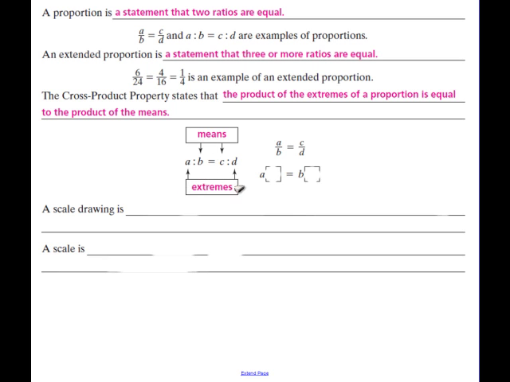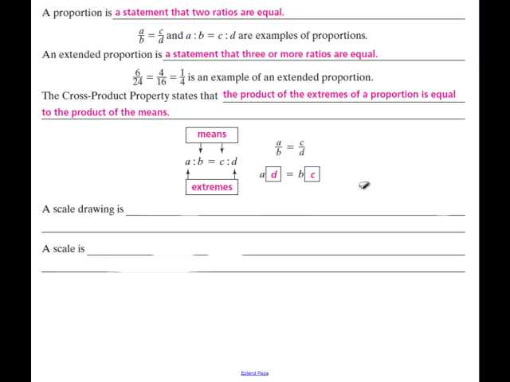And then extremes, right? We can remember extremes because the extremes are on the outside, the extreme left and the extreme right. So the means are in the middle, the extremes are on the outside, and if we look at our cross product property, the product of the extremes is equal to the product of the means. So if we take A times D, that's going to be equal to B times C, which is exactly what we saw before in the box as we look above.